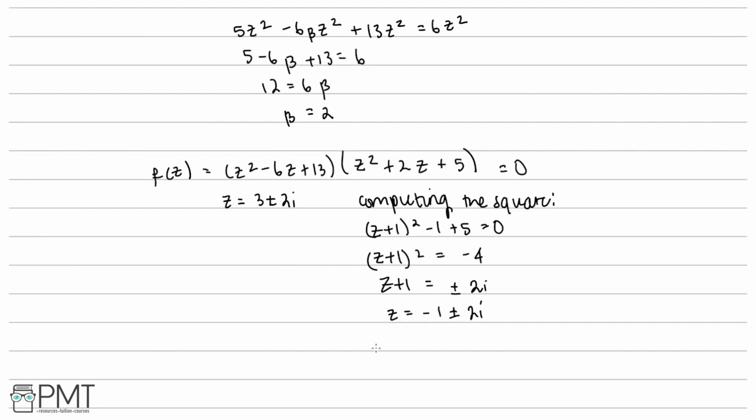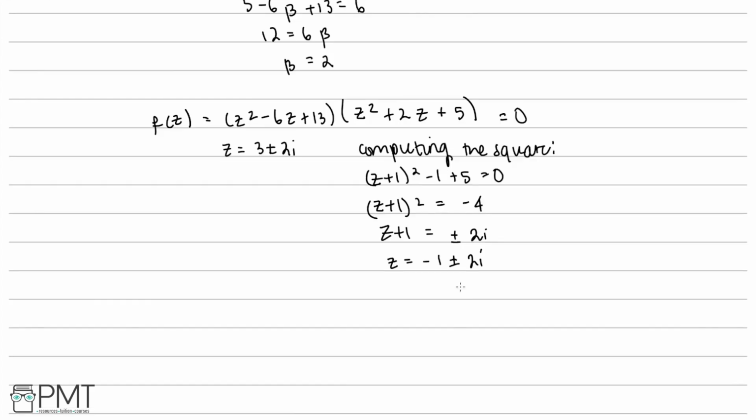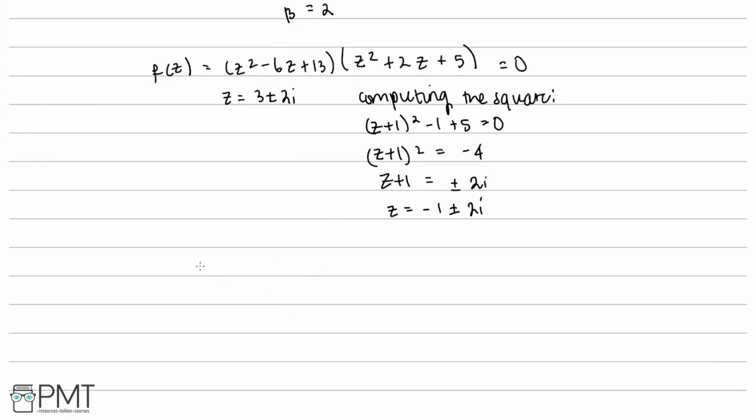There, now we have our value for z. Z is equal to minus 1 plus or minus 2i, and thus we have all of our roots of f of z. Z is equal to 3 plus 2i, z is equal to 3 minus 2i, z is equal to minus 1 plus 2i, and z is equal to minus 1 minus 2i.